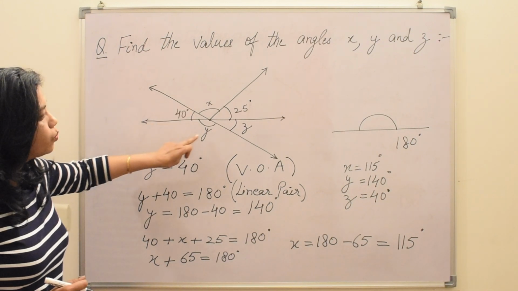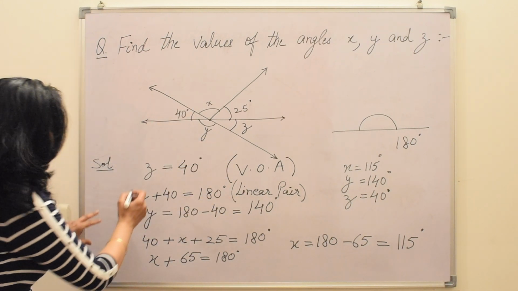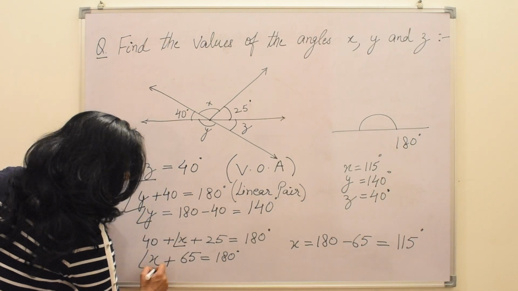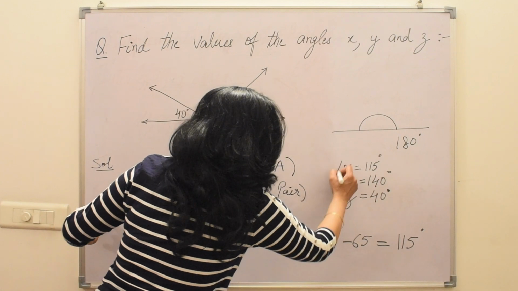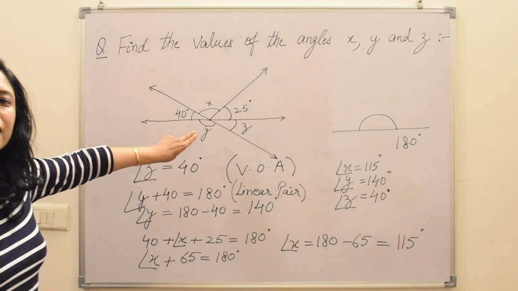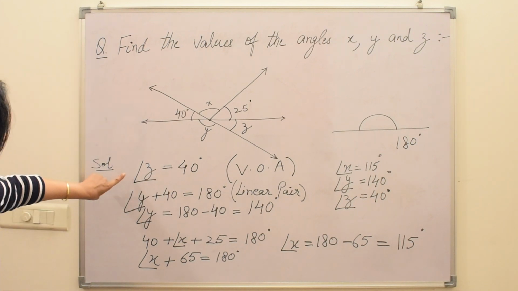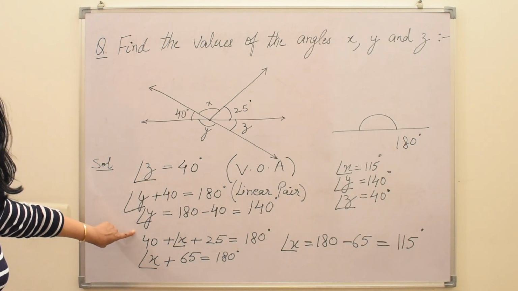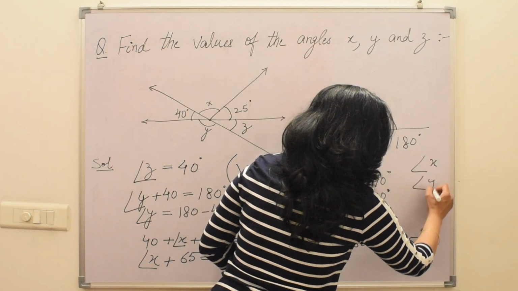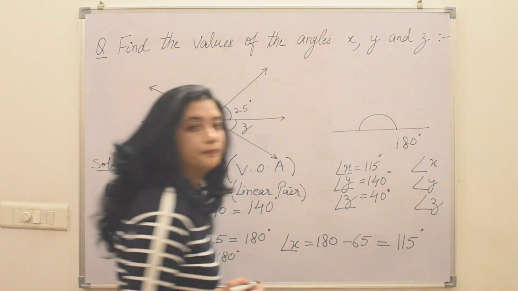But these x, y and z are angles. So we have to place an angle sign before them so that they can be distinguished from variables. We are writing these angles in the form of variables, but we have to mention that these are angles. So we will be writing like this: angle x, angle y, angle z.